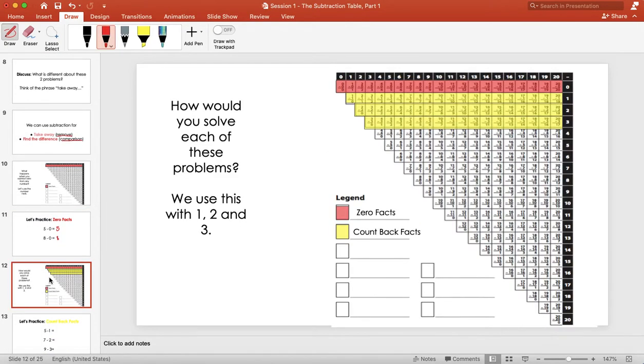Okay, let's look at these count back facts. These are kind of like count on facts, but they are count back facts. So how would you solve each of these problems? I said yesterday I was a little bit confused with the count on facts. So I'm going to say that if it has 1, 2, or 3 in it, then it's going to be a count back fact. So 1 minus 1 equals 0, 2 minus 1 equals 1, 3 minus 1 equals 2. We can look here, 2 minus 2 equals 0. Let's look at this one, 7 minus 3 equals 4. These are all count back facts because it either has 1, 2, or 3 in it.